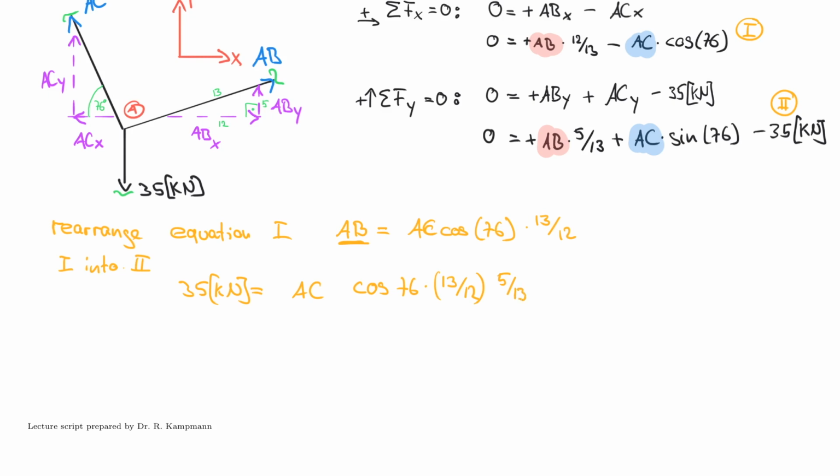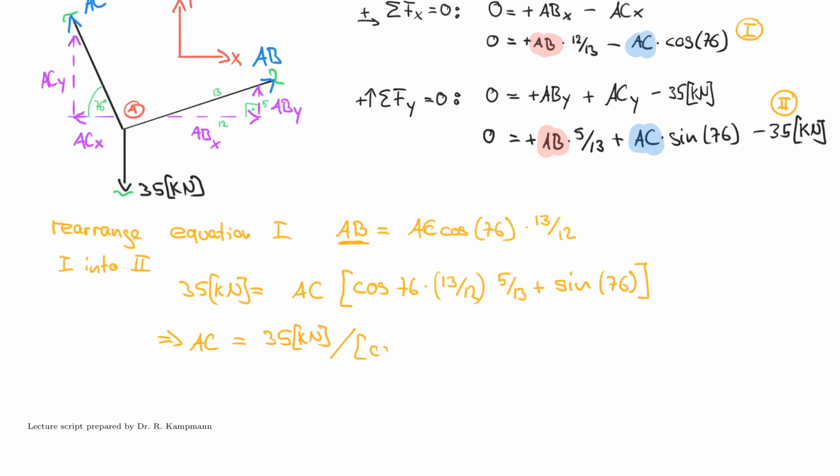5/13. And because AC is a common term now in this equation, I can just bracket that out. So that was that, plus AC times sine of 76. And that is actually the entire equation. So now all I have to do to solve for AC, so AC is really equal to 35 kilonewton divided by whatever we have here in the brackets.